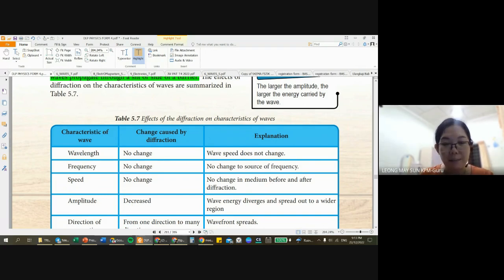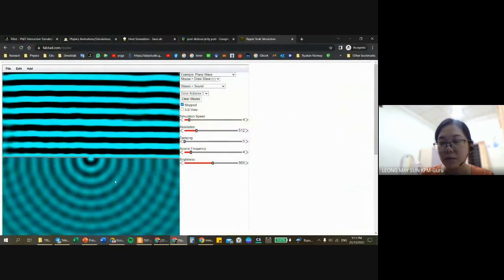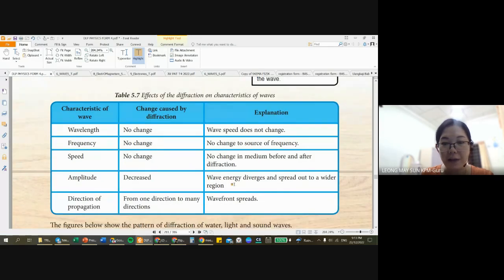How did we see the amplitude? From the brightness to dimmer. That actually shows that the amplitude decreases. The wave energy diverges, and remember the word I said, diverge, was to spread out. So the wave energy diverges and spreads out to a wider region.